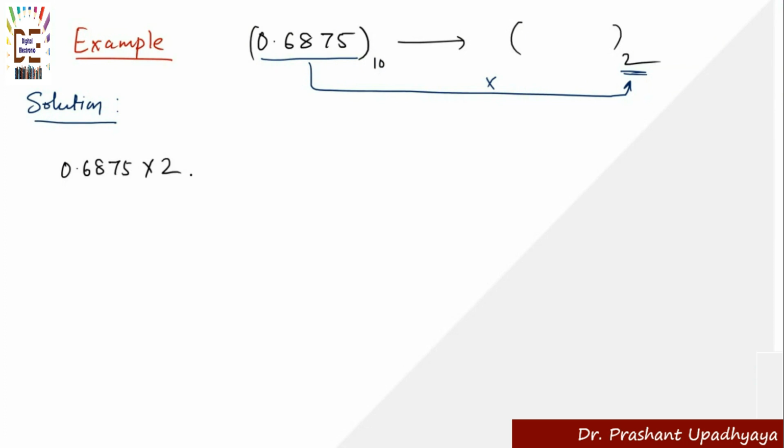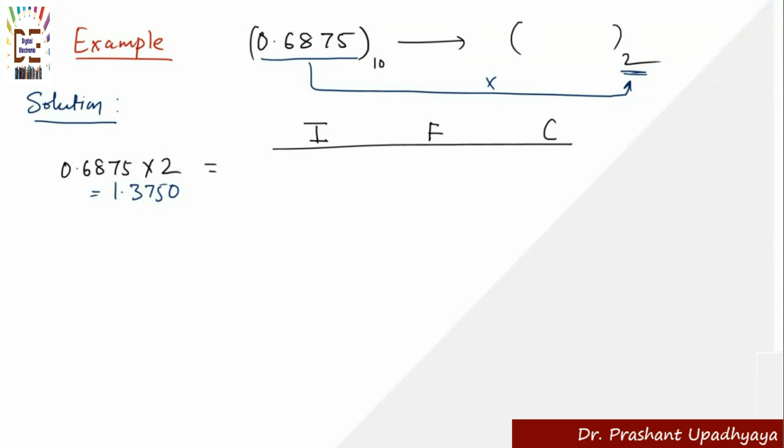0.6875 multiplied by 2. Again, what will we be getting? We will be getting the integer part plus the fraction part. So I will be writing here the integer and the fraction part, and then I will write the coefficient part. So can you tell me what 0.6875 times 2 will give you? It will give you, let's say, 1.3750.